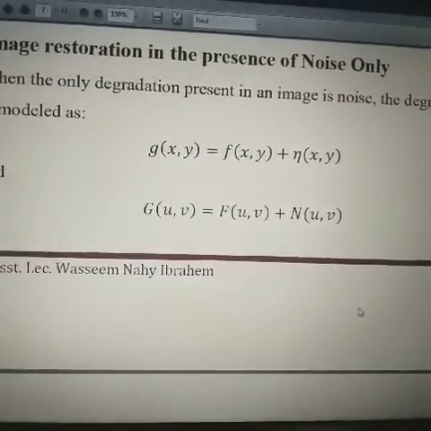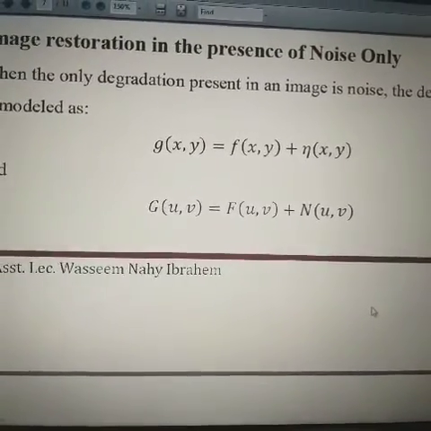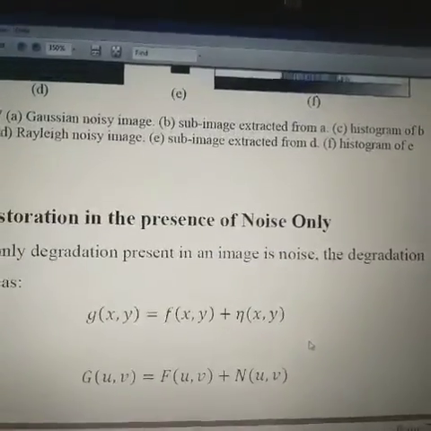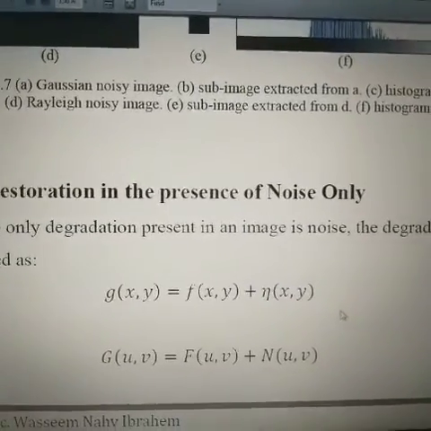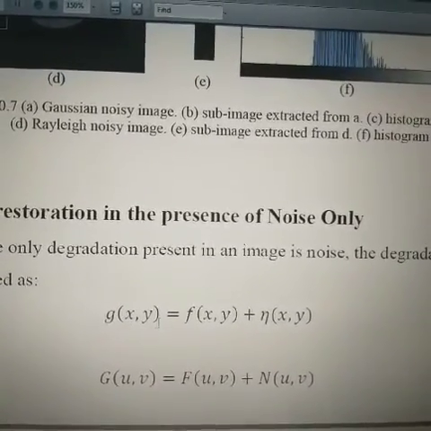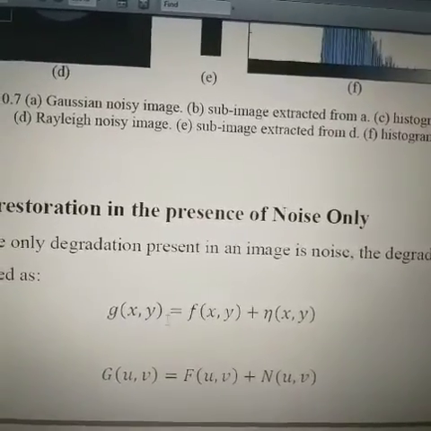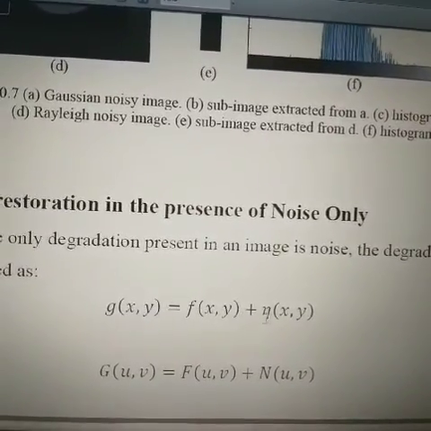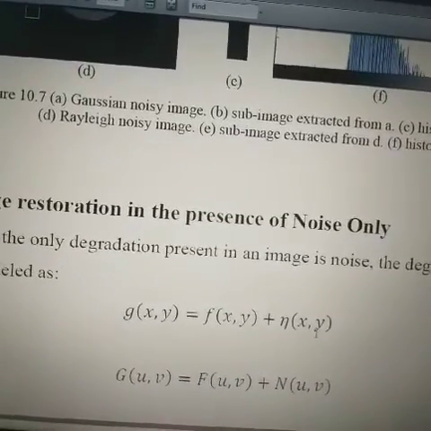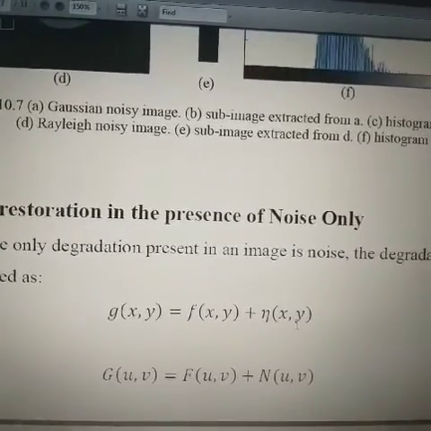Now, image restoration in the presence of noise only. If only noise is present, then what are the main equations to be used? That is g(x,y), the degraded image, is equal to f(x,y) plus eta(x,y), that is the additive noise, if only the noise is present.